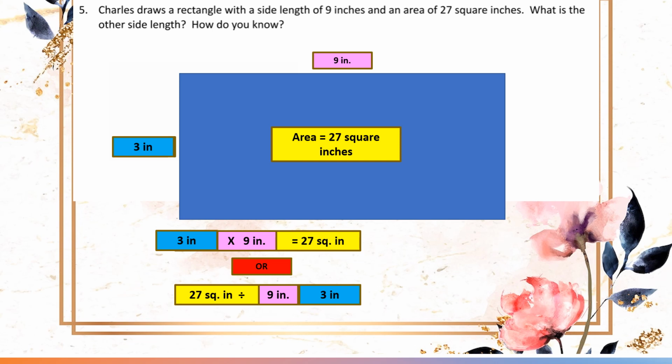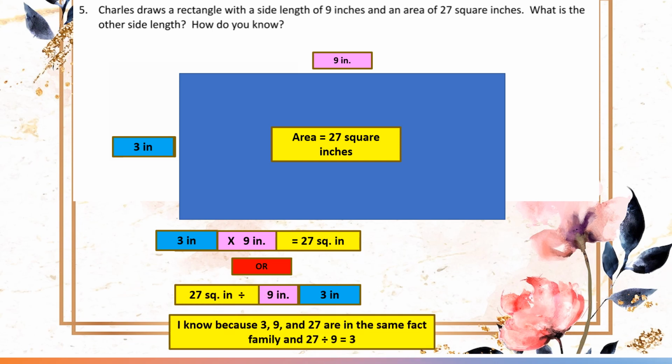Now make sure that when you create your model on your paper, you go ahead and create it like this. And as far as your explanation where it says, how do you know? I know because 3, 9, and 27 are in the same fact family. 27 divided by 9 is 3. Now you may want to go ahead and pause your video to write that information down.